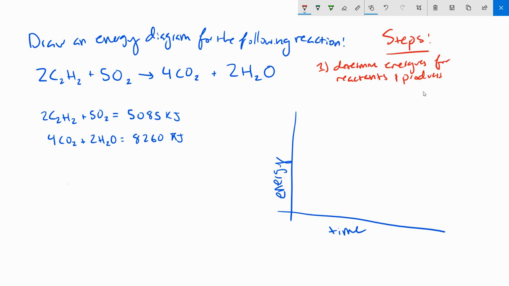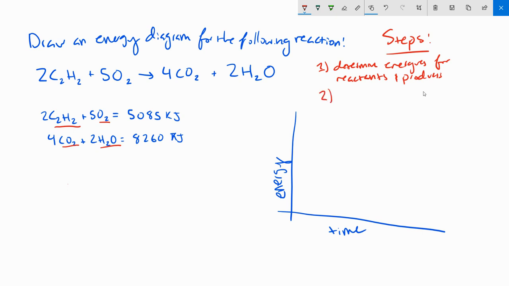Not all your problems are going to be like this. The first ones you'll see will be, but later on you're going to have to identify, if I'm given the bond energy of C2H2 and O2, I need to make sure to multiply this one by 2 and this one by 5, and add them together to get this. So you'll have to do a little bit of baby algebra. And for your products, if I'm given the energy for carbon dioxide, I need to multiply it by 4, and if I'm given the energy for water, I need to multiply by 2 and add those together to get 8,260 kilojoules, your total energy of your products. Okay, so that's the first step, but we've already done that.